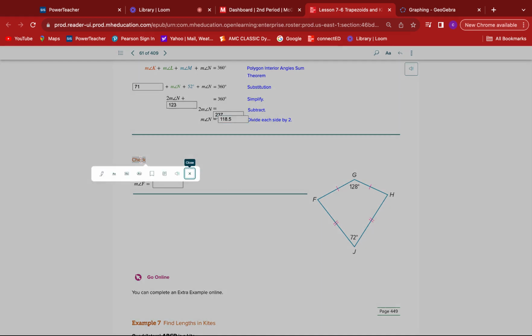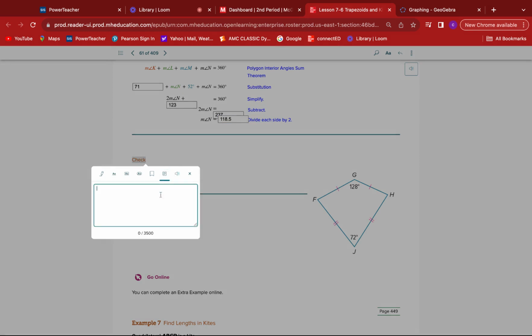All right, so we are going to add 128 plus X, I'll call that angle H, plus 72 plus X again for angle F because I don't know what it is, but I do know that it adds up to be 360. Like terms, X plus X is 2X. Like terms, 128 plus 72 is 200, and that equals 360.